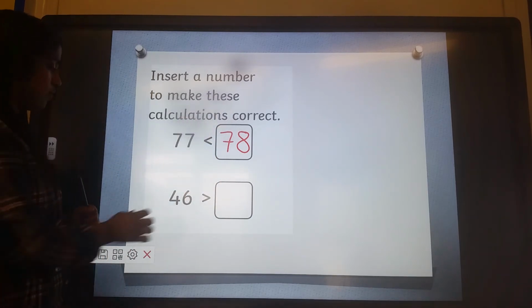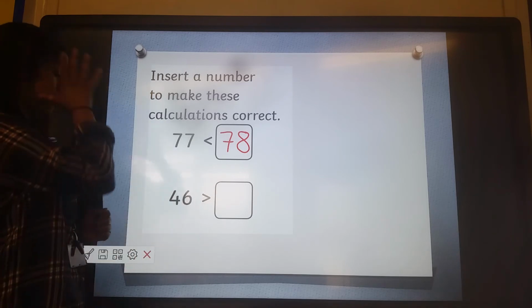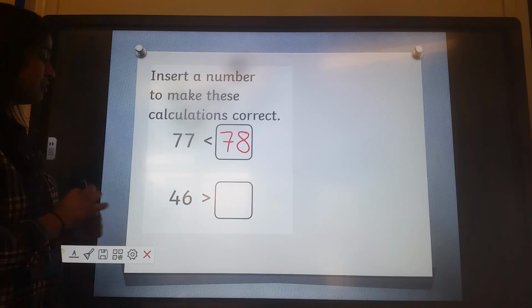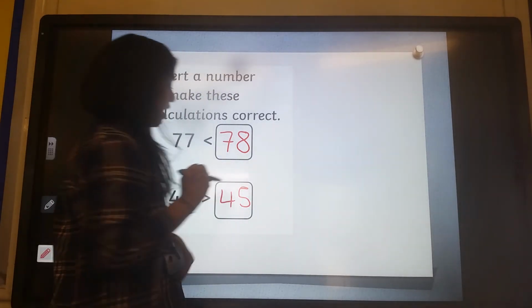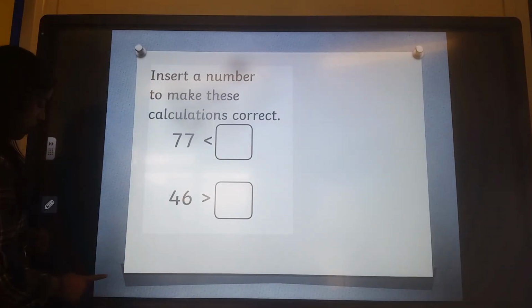And for the next question, if I look at my symbol again, 46 in this case is the larger number. So that means the number on this side has to be less than 46. So as long as your answer is 45 or less, then that means you're correct. Well done if you got that question correct as well.